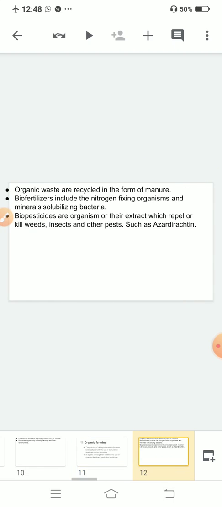So what is organic farming? The practice of raising crops which have not been polluted with the use of manure, biofertilizers and biopesticides. Second point is, in organic farming, there is little or no use of chemical fertilizers, pesticides and herbicides. Now, the most important benefit of organic farming is that waste can be used as manure after recycling. Clear this thing? Okay. So now what are the advantages of organic farming?